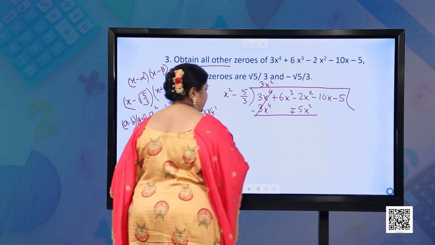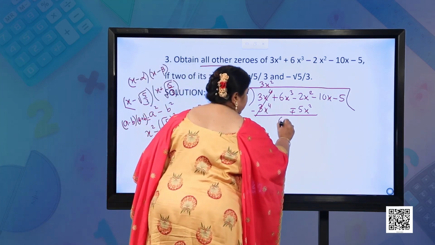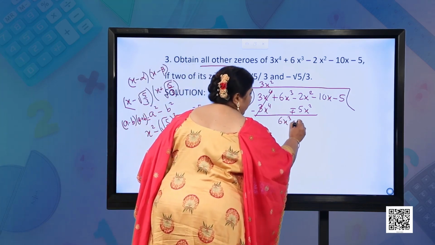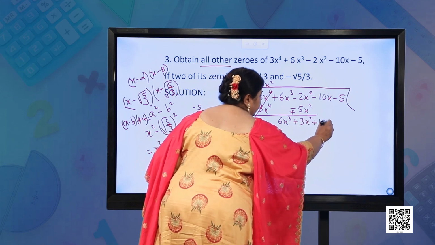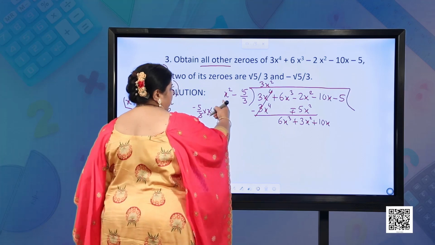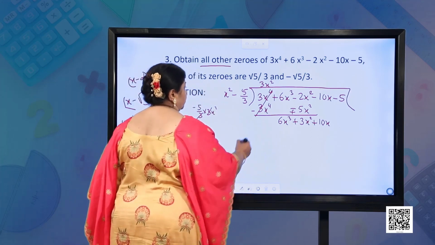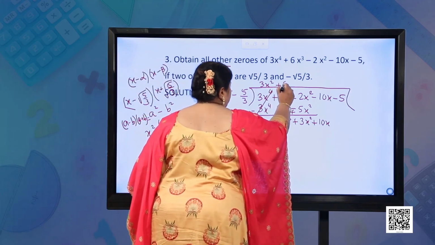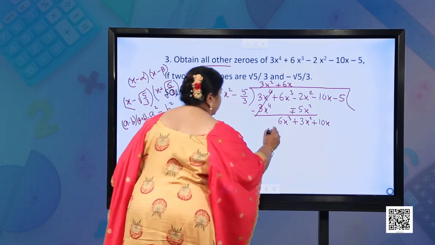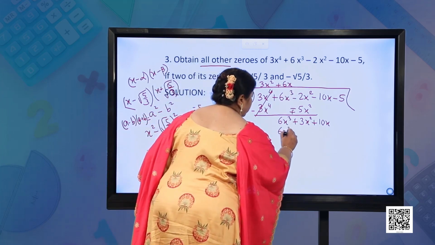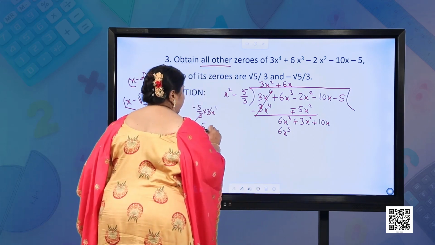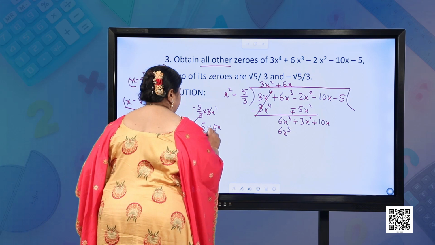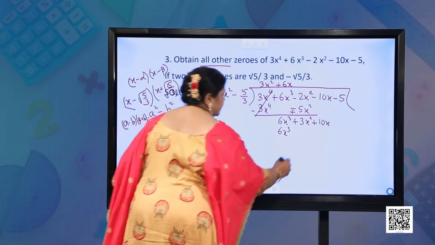On changing the signs, I will get 6x cube plus 3x square plus 10x. Now, I have x square, but I require 6x cube. Shall I take plus 6x? Yes, that will give me 6x cube. Look for the second term, minus 5 by 3 into 6x. That gives me minus 10x.